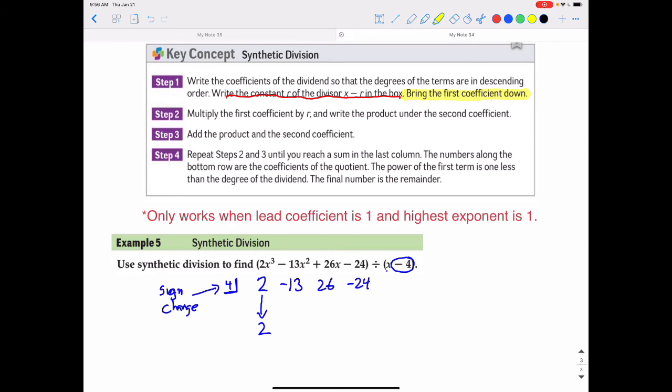And then we are going to multiply the first coefficient by r, meaning the part that's in the box, and then write the product under the second coefficient. So we are going to multiply 4 times this 2 that we just moved to the bottom row, and write the answer in the second row of the second column. So 4 times 2 is 8. We're going to write that answer underneath the 13.